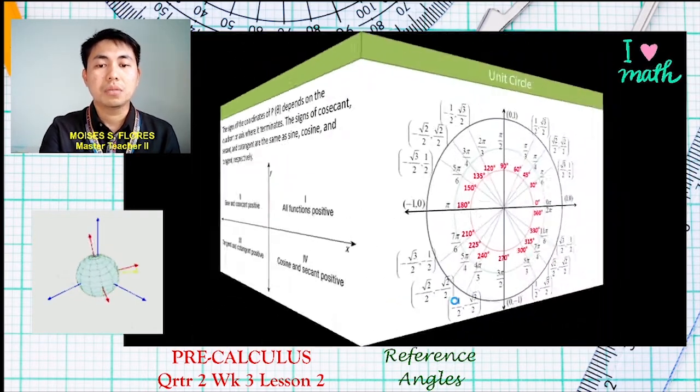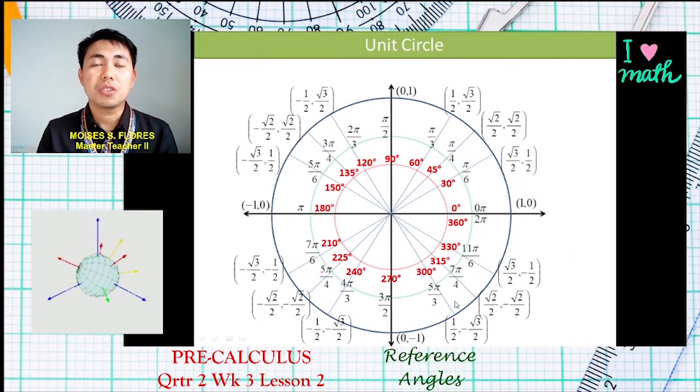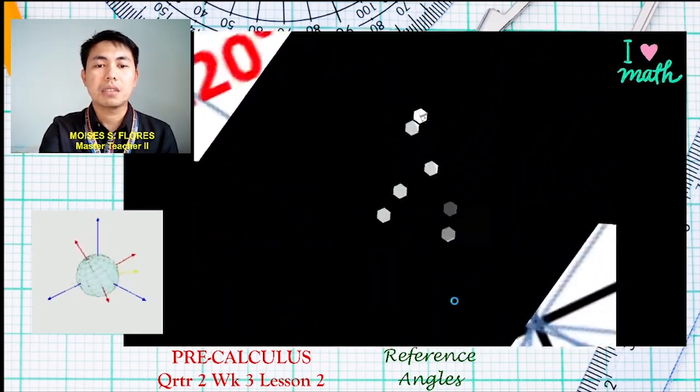Now, another thing to consider in using the reference angle is that it would be of great help if we are familiar with the unit circle with the corresponding coordinates. That's why I ask that you memorize this unit circle with its corresponding angle measurements in degrees and in radian measure, and of course the different coordinates. Let's try an example.